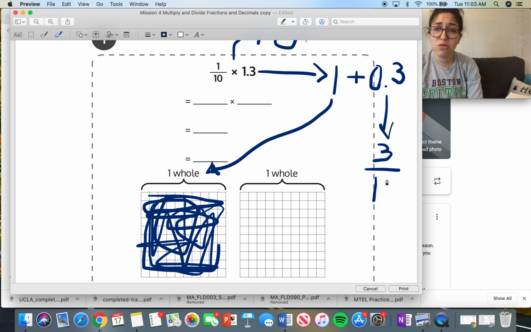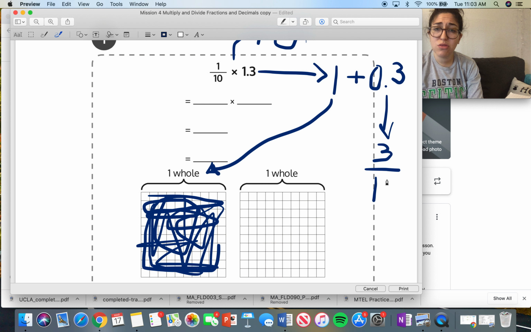So the first thing I want to do when I'm looking at a problem like this is look at what I'm doing, right? So I'm doing 1/10 of 1.3 because times means of, right? So now I know that I need to take 1/10 of 1.3.